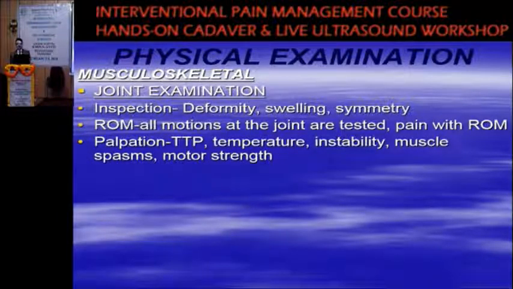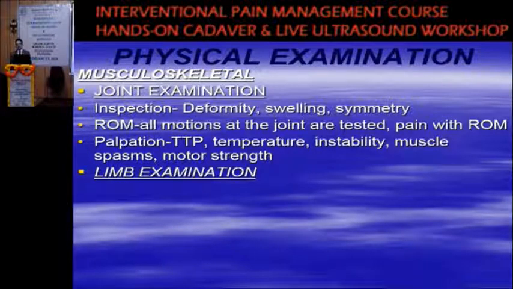If the shoulder needs to be tested, it has so many different ranges of motion. Abduction, extension, rotation. So you have to test every single movement at every joint that you examine. Palpation is very important. Again, temperature. If a joint is inflamed, it is hot, right? So palpation is very important. And muscle spasms, motor strength. You test the motor strength also for the joint.